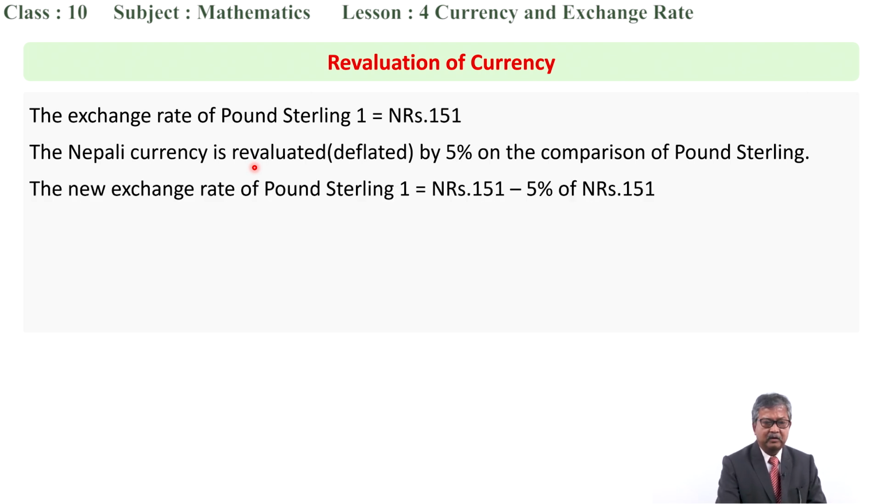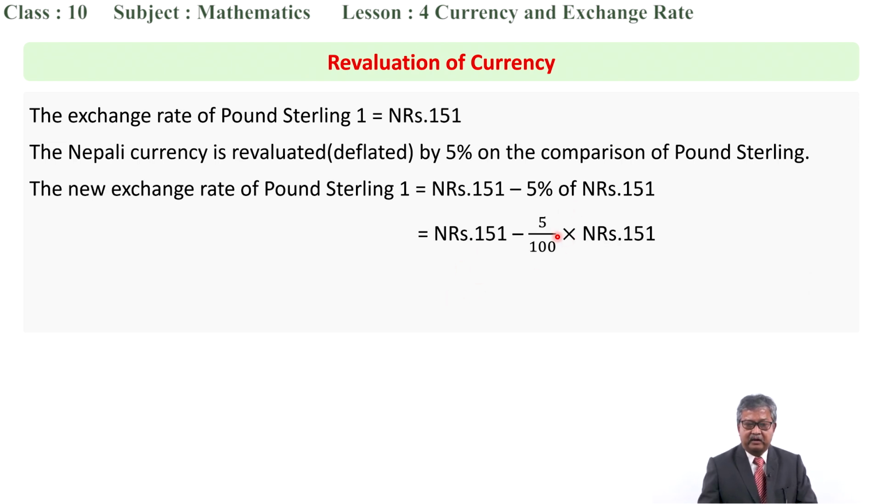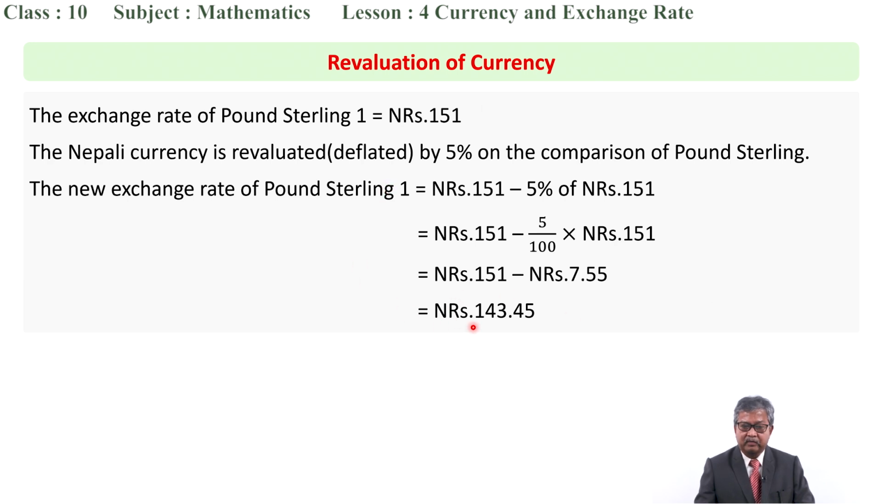So in that time, 1 pound sterling is equal to 151 minus 5% of rupees 151. Right? In devaluation, what did we do? Plus, but in revaluation there is a minus. Then we calculate 5% of this, it means 5 by 100 into 151. It means 151 minus 5 by 100 into 151. And when you multiply this and divide by 100, we get 151 minus Nepalese rupees 7.55. Then we got 143.45.